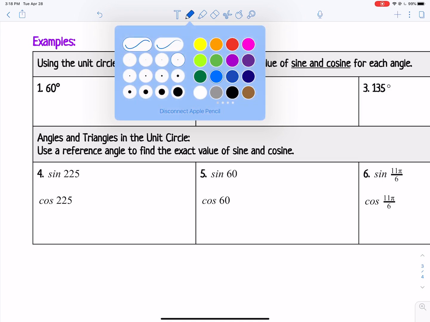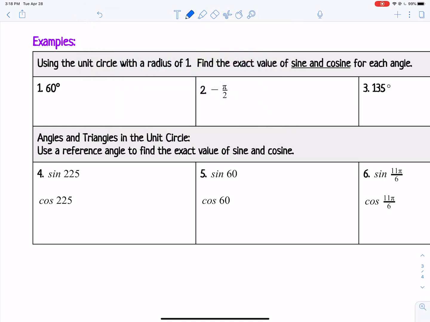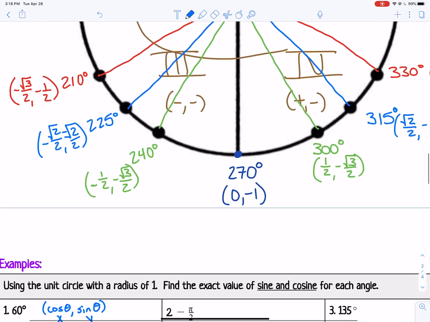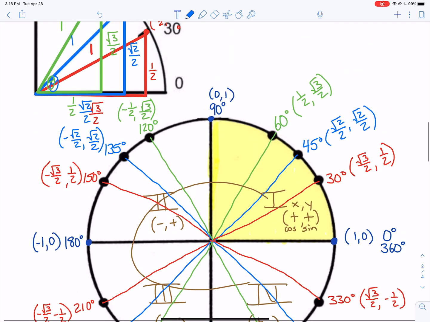If I just need to find the exact value of sine and cosine for 60 degrees, then remember cosine is your horizontal, and theta is our angle measure, so that's all that means. So sine of theta and cosine of theta, and we want to know cosine of 60 degrees and sine of 60 degrees. Cosine is like the x coordinate and sine is like our y coordinate. So let's look up here in our unit circle and find 60 degrees, which is right here. Cosine is the horizontal, sine is the vertical.